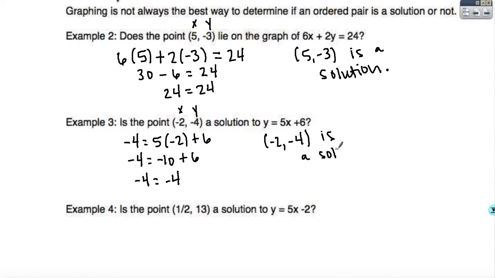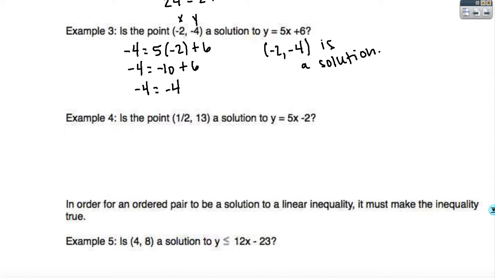And if I were to graph the equation y equals 5x plus 6, I would see that (-2, -4) was a point that was on the coordinate, or on the line.